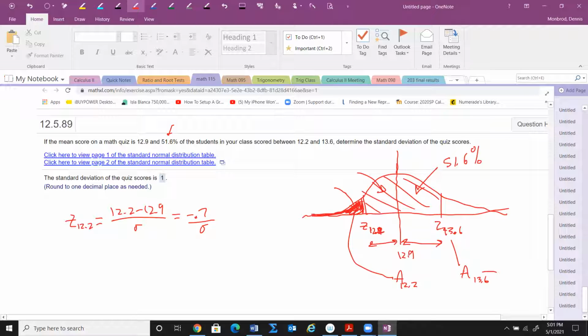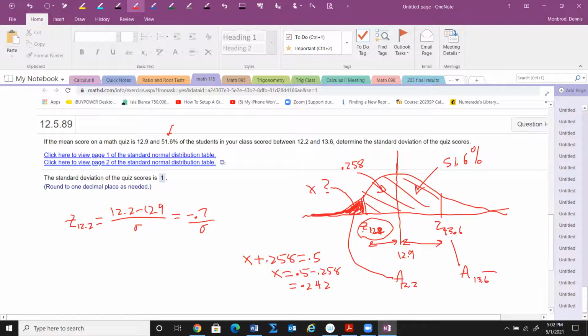Okay, so 12.9 plus the 0.7 is 13.6. Minus the 0.7 is 12.2. So this is exactly half in here, which makes this 0.258. Whatever this area is right here, we don't know what that is. We'll say that that's x. If you take x and add it to 0.258, you should get 0.5. So that tells you that x is equal to 0.5 minus 0.258. And that number is 0.242.